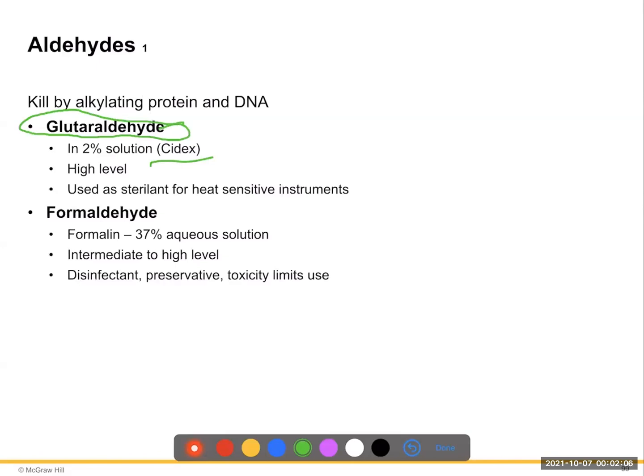Formaldehyde, it's formalin, a 30% aqueous solution. It's an intermediate to high-level disinfectant and preservative, and toxicity limits its use. It's very toxic. We use it as a preservative in the morgues when we embalm a person. Getting ready for it, we use formaldehyde.